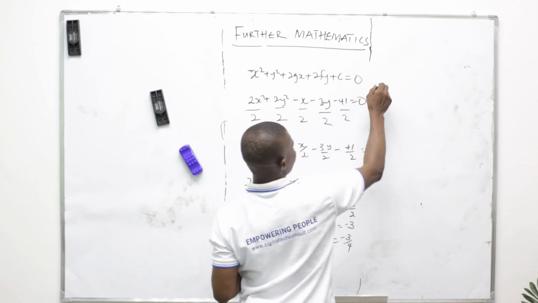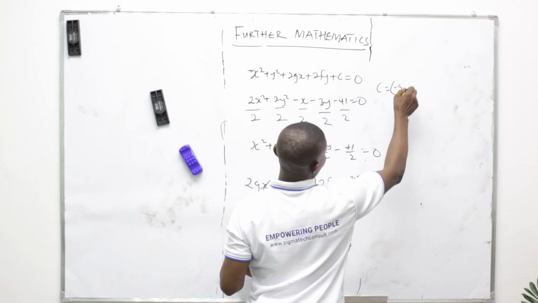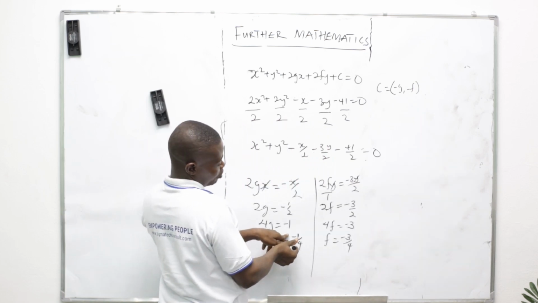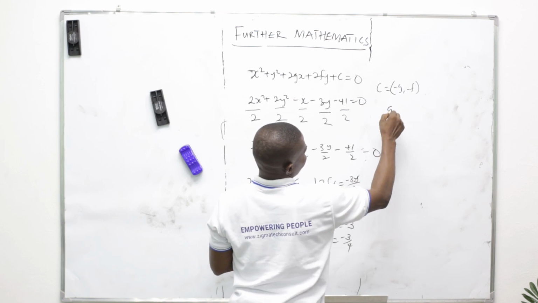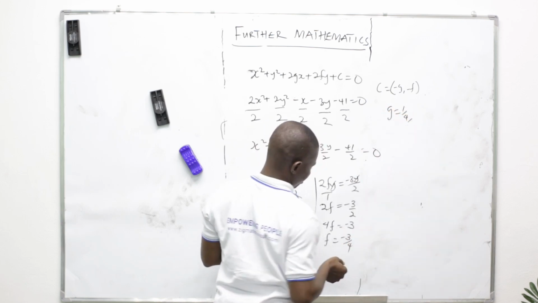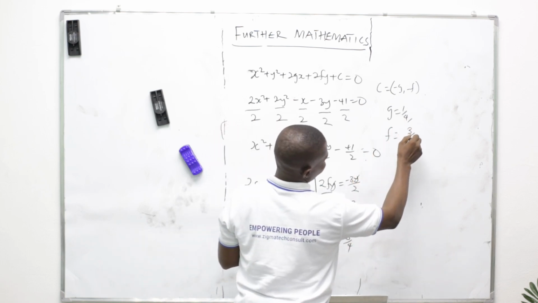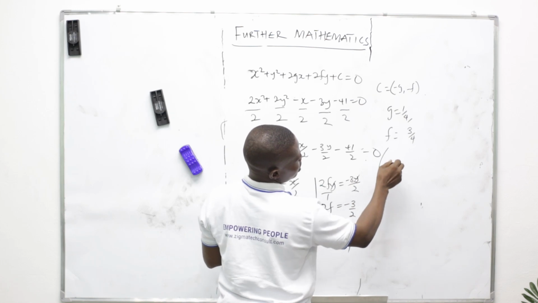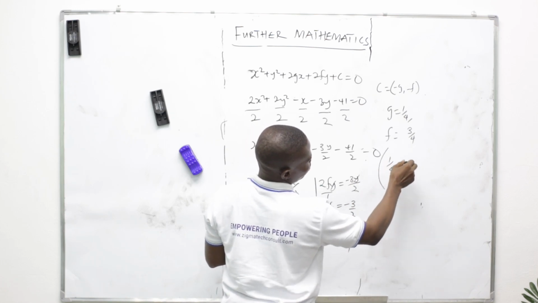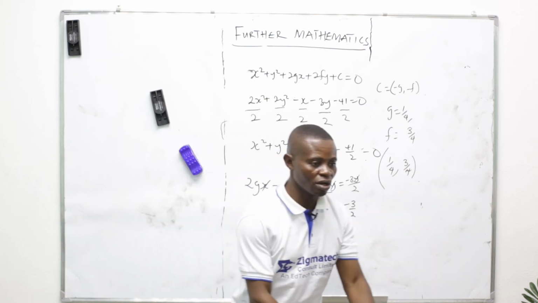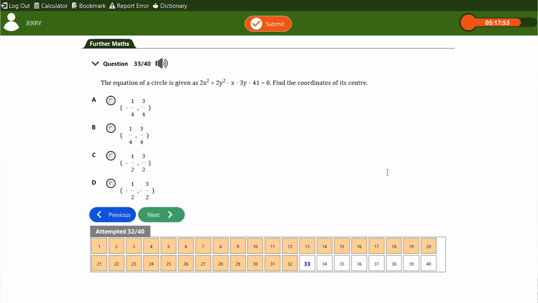Recall that center C equals minus g comma minus f as formula. What is g? Minus 1 over 4, meaning minus minus g equals 1 over 4, no minus again. So f now, minus minus equals 3 over 4, no minus again, meaning the center is 1 over 4 comma 3 over 4. This is the coordinate of the circle, 1 over 4 and 3 over 4, option B.